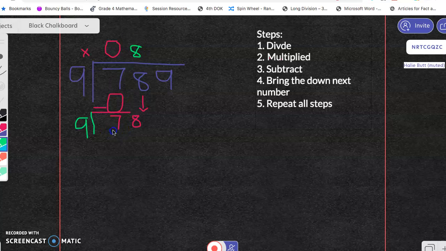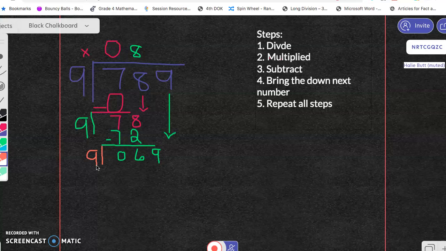And I'm going to put my 72, because 9 times 8 is 72. And then I'm going to subtract. 8 minus 2 is 6. 7 minus 7 is 0. And now I'm bringing down that next number again, which is a 9 in this case. So then I'm going to make another division bracket with my 9. So remember what I'm dividing.